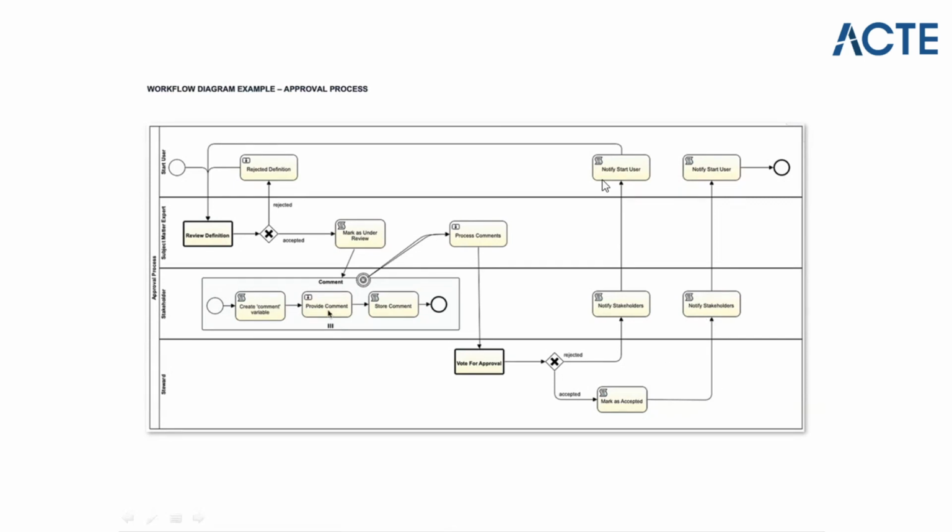So in case of rejection, it will notify the stakeholders that the business stewards have rejected this approval, and also the start user will be notified with this, and I can end it from there. Otherwise, if I want to review the definition again, the start user will be notified that the definition is rejected by the stewards, and then the review definition is called again, and the subject matter expert will be rejecting it this time as the steward is not accepting. Then the user will be notified that the definition is rejected.